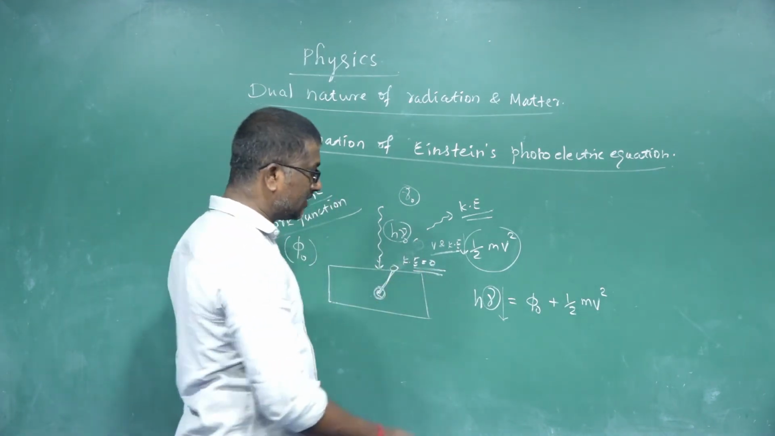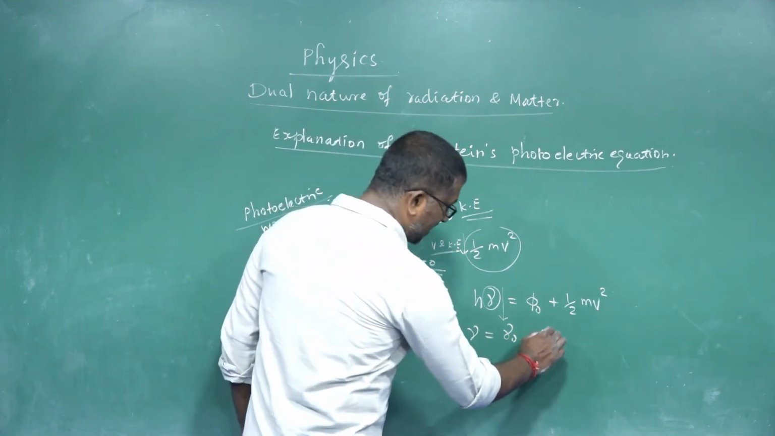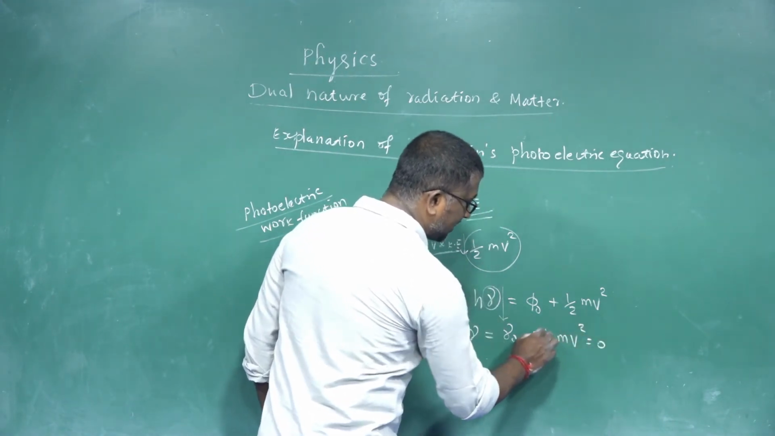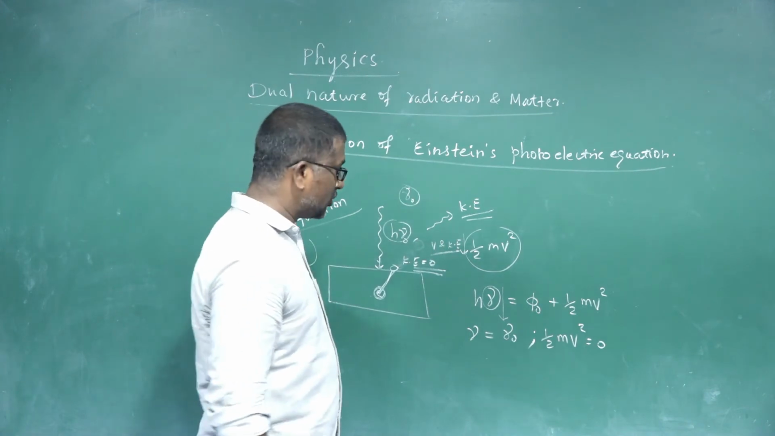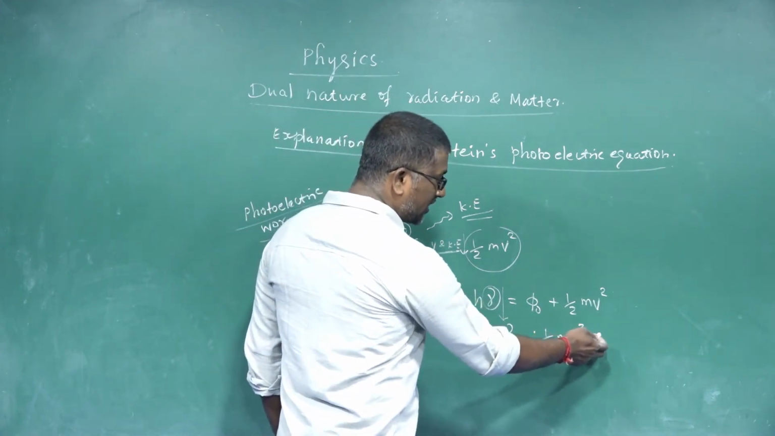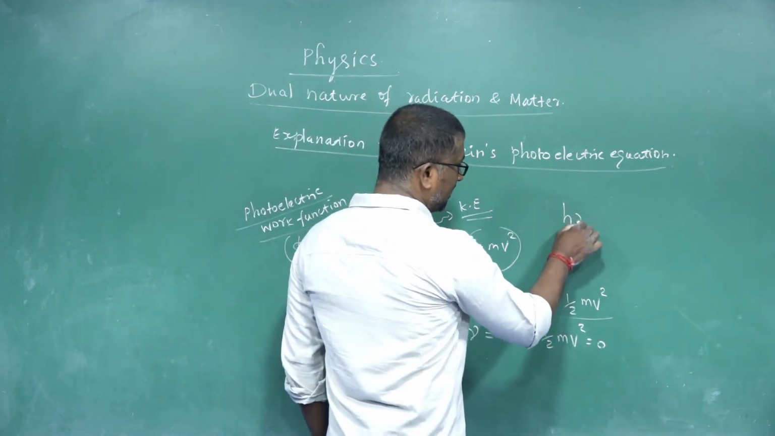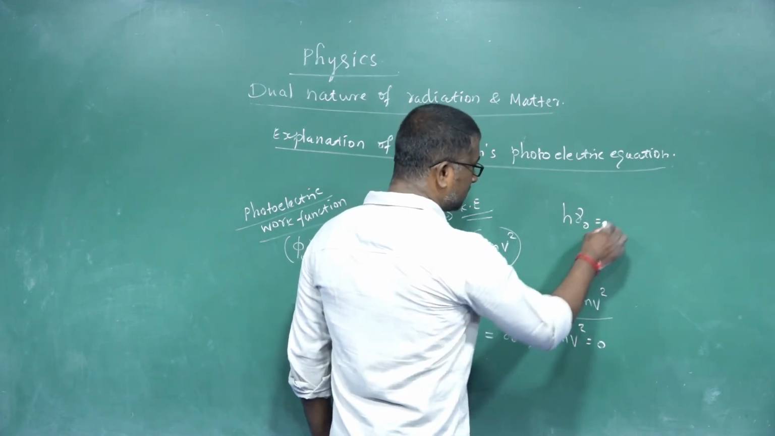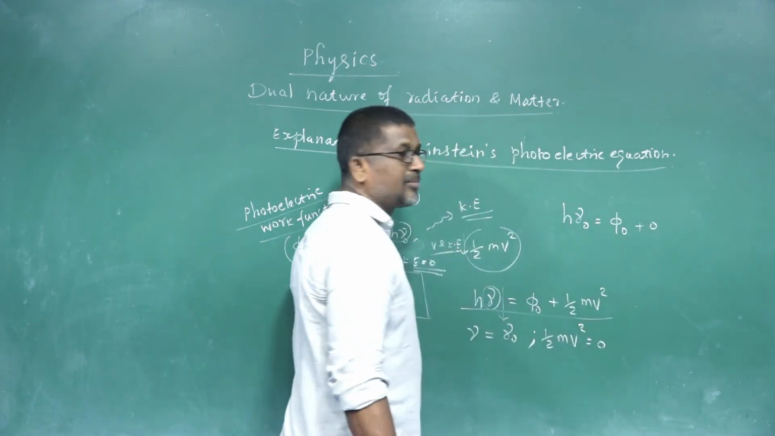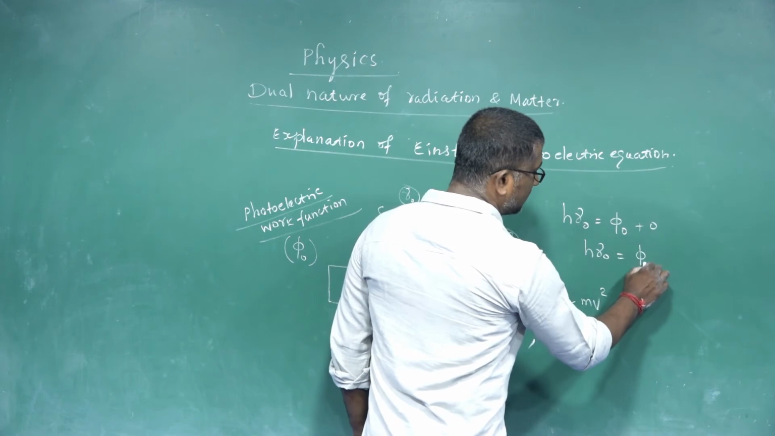Suppose the frequency of the radiation is equal to nu naught, then the kinetic energy of the emitted photoelectron becomes zero. So substitute nu equal to nu naught and half m v square equal to 0 in this equation. Then this equation becomes h nu naught plus half m v square, which is 0, is equal to phi naught. Therefore, h nu naught is equal to phi naught.